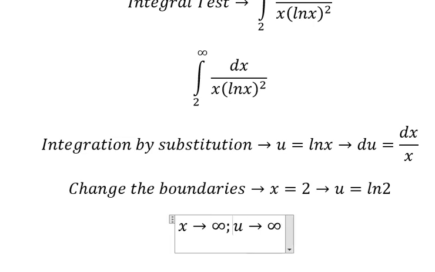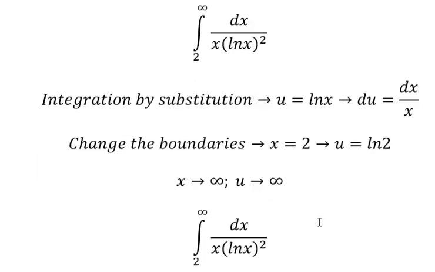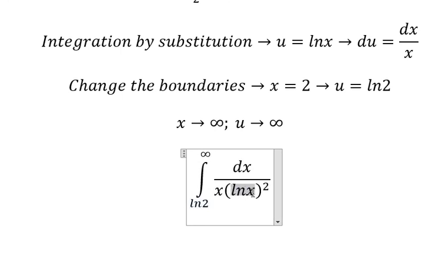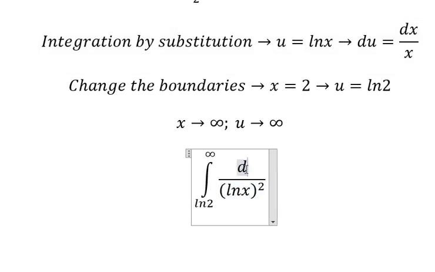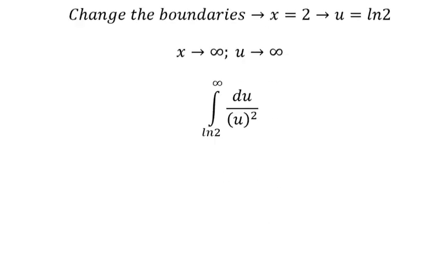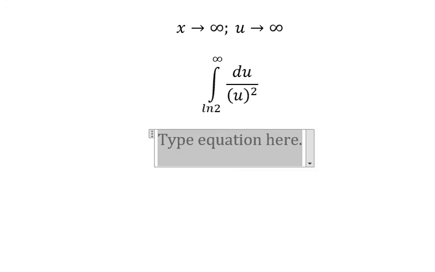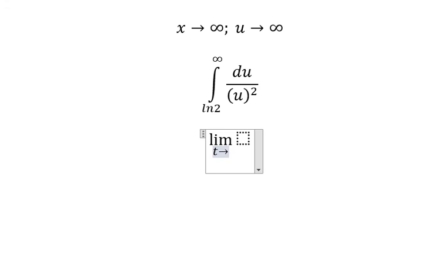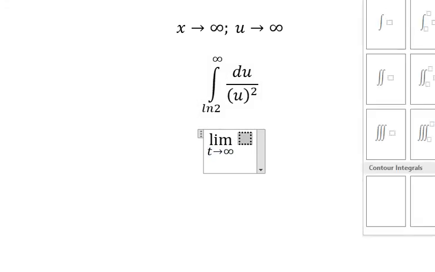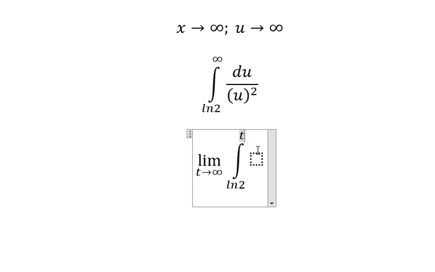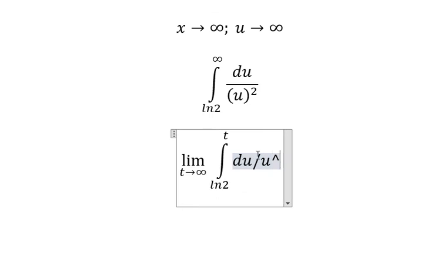So that means the 2 in here, we change for ln 2. ds over s, we change for du. And this one, we will change for u. And now we have the limit, and t will go to positive infinity, and we have the integral from ln 2 to t of du over u squared.